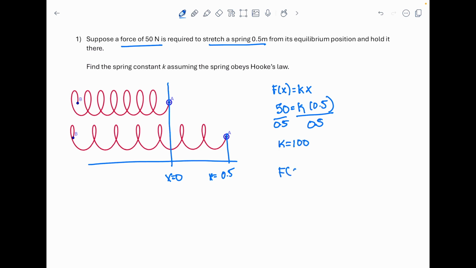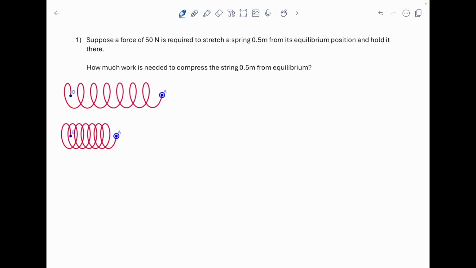So anytime we want to find how much force is required to compress or stretch this particular spring, we can use this equation, 100 times X. Once again, this top spring is considered equilibrium. So this is when X equals 0.